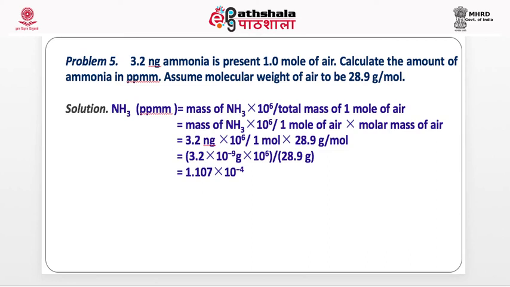ppm equals mass of ammonia into 10 to the power 6 divided by total mass of 1 mole of air. Remember, it is present in 1 mole of air, so that's why it is 1 mole of air. What is the mass of ammonia? It is 5.2 nanogram. 5.2 nanogram into 10 to the power 6 upon 28.9. Nanogram is 10 to the power minus 9. So 5.2 into 10 to the power minus 9 into 10 to the power 6 upon 28.9. This comes to 1.107 into this.